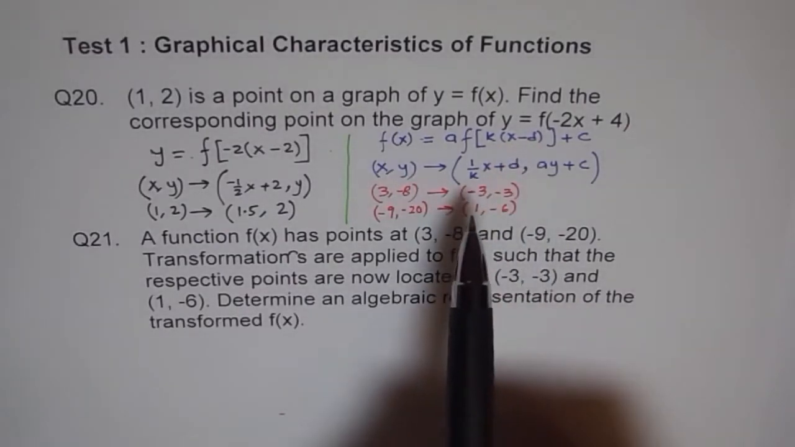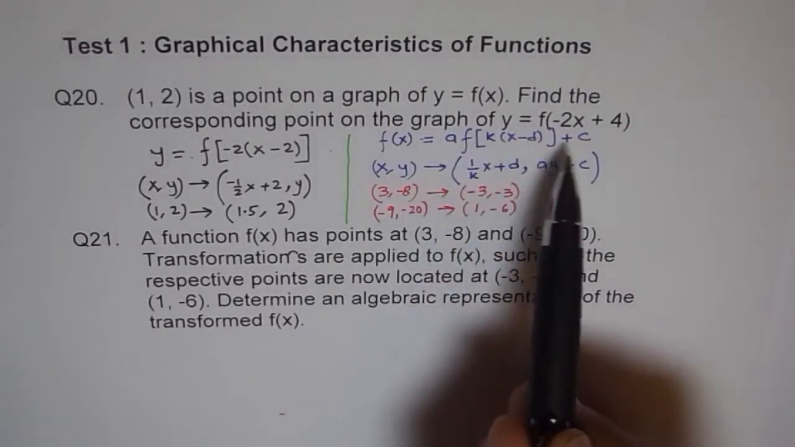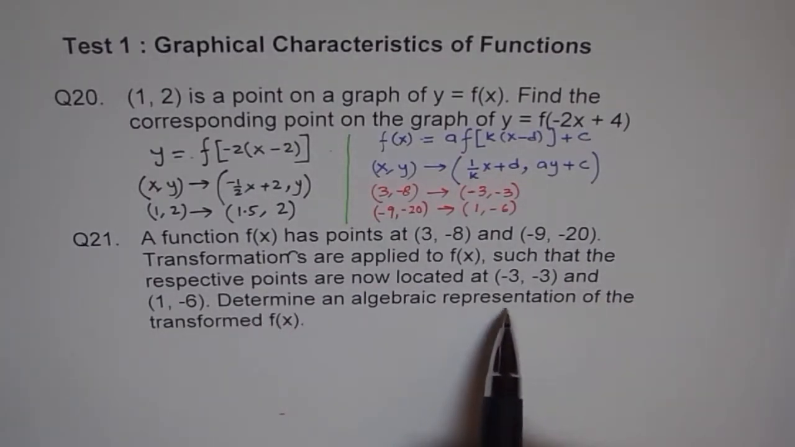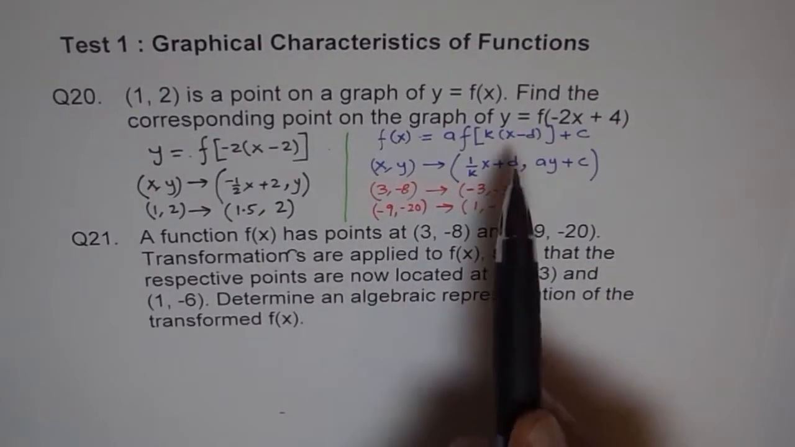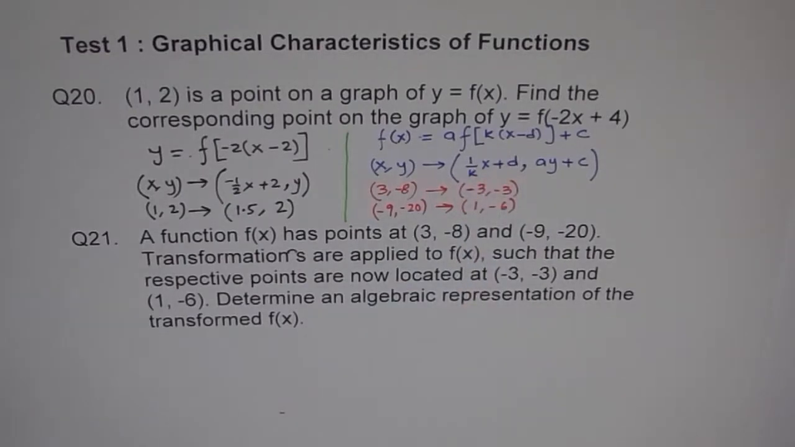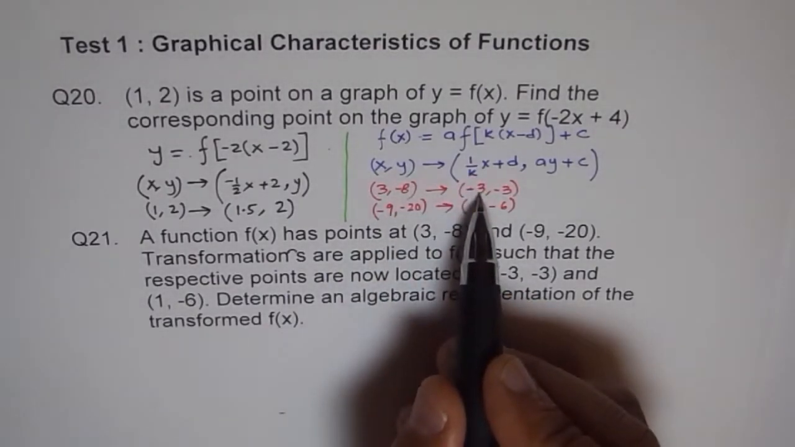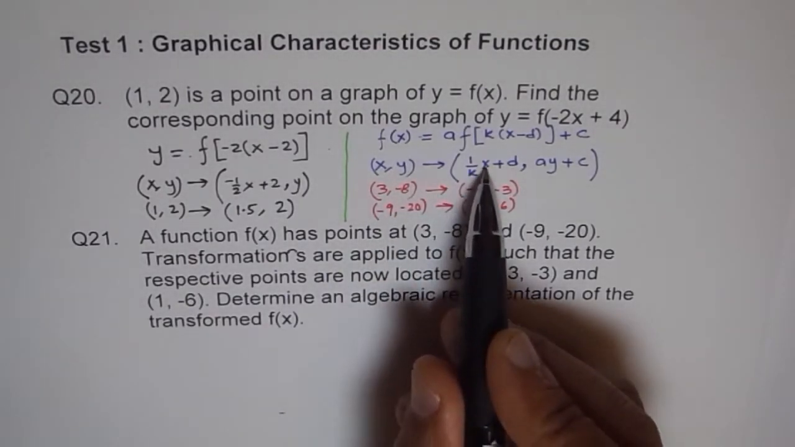The variables we need to find are a, k, d and c. Determine an algebraic representation of the transformed function. So this is the function we are interested in finding now. How do we get it? My final point is minus 3, and the original point x was 3.